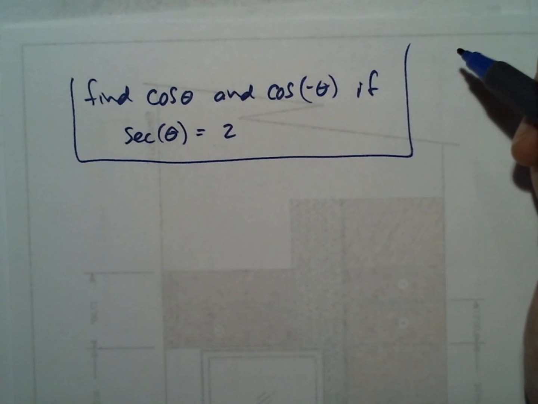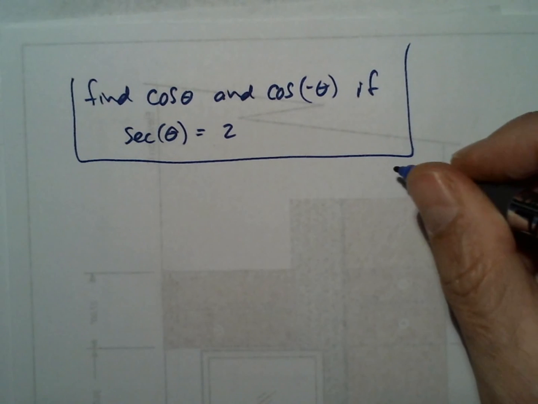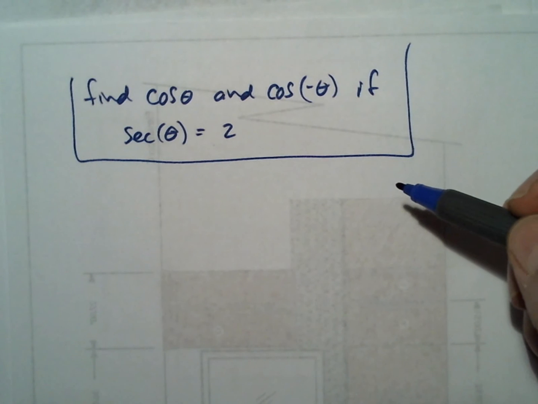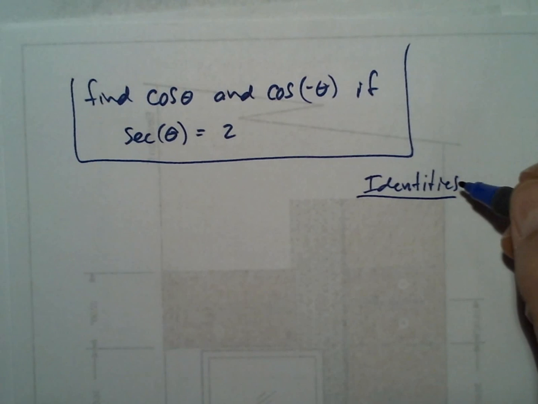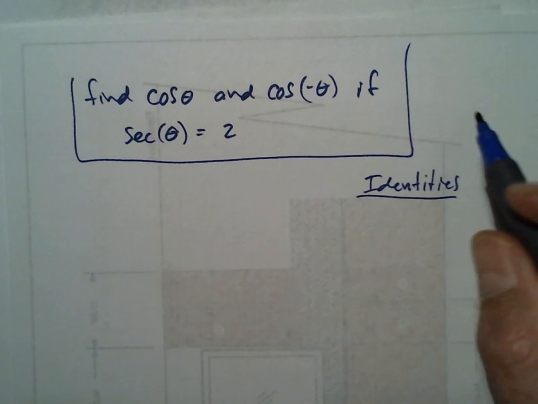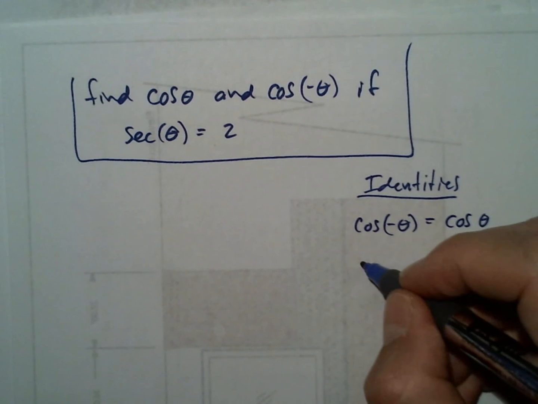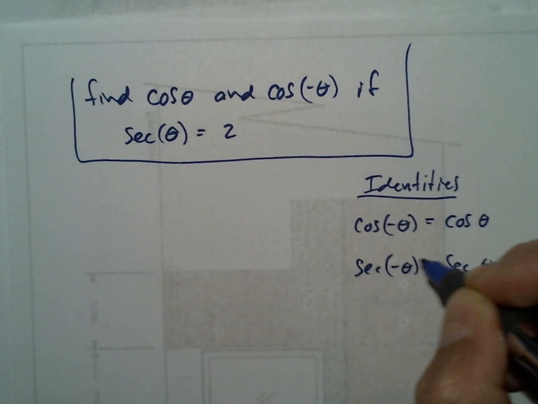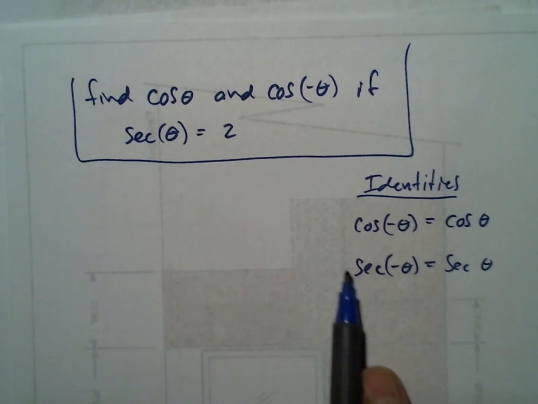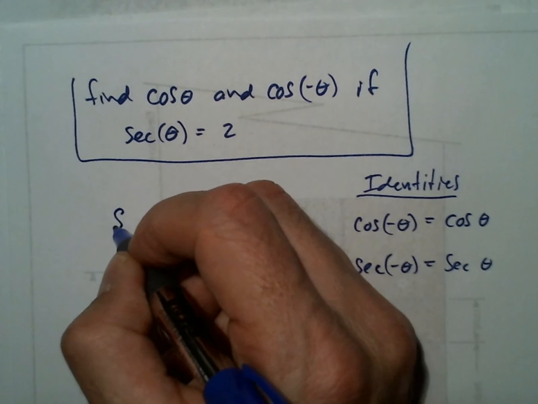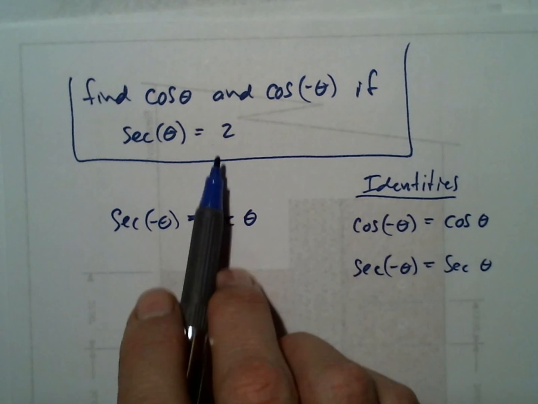All right. Write down the identities that we might need, and then try to use one and substitute to find out what we're trying to find out, cosine and cosine of negative theta. Pause and try that. What identities might we need? Well, we'll write down the identity for cosine of negative theta. And we also have a secant, so let's write down secant of negative theta is secant of theta. They're both even. And let's start with what we're given. We're given this, so let's use the identity containing that. We know secant of theta is 2, so let's substitute that.